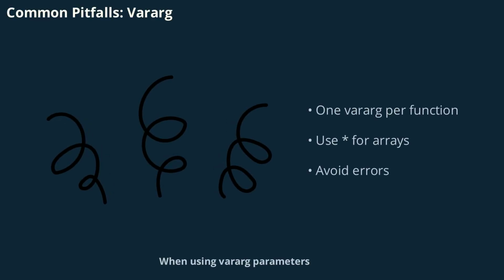When using vararg parameters, remember that you can only have one vararg in a function's parameter list. If you need to pass an array to a vararg, use the spread operator, *. Forgetting this can lead to confusing errors, so keep it in mind when designing flexible APIs.